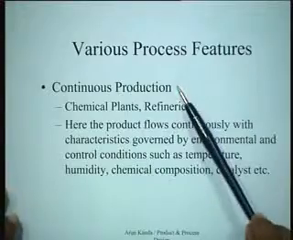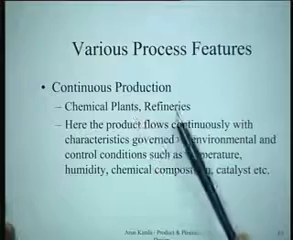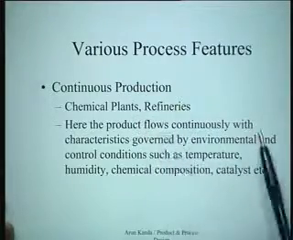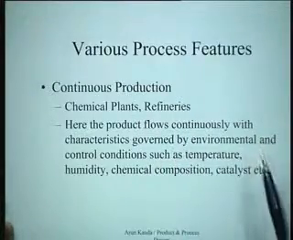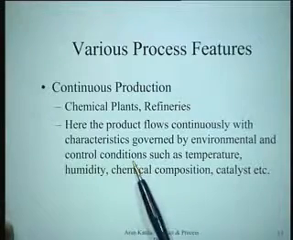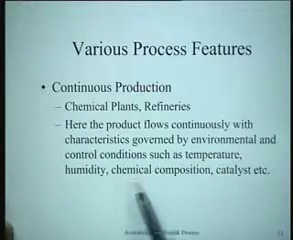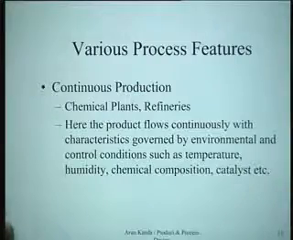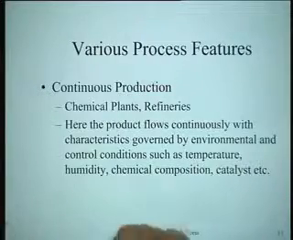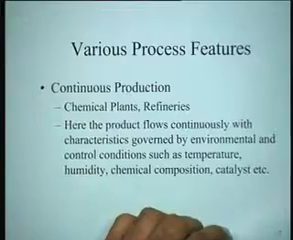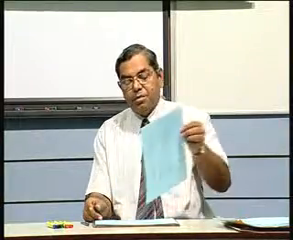In continuous production, examples like chemical plants and refineries, the product flows continuously with characteristics governed by environmental and control conditions such as temperature, humidity, chemical composition, catalyst, etc. So these are the things that you control to control the quality and the speed at which the process is moving.